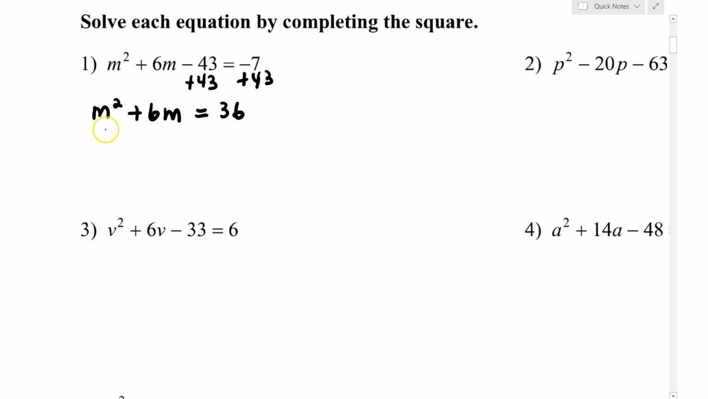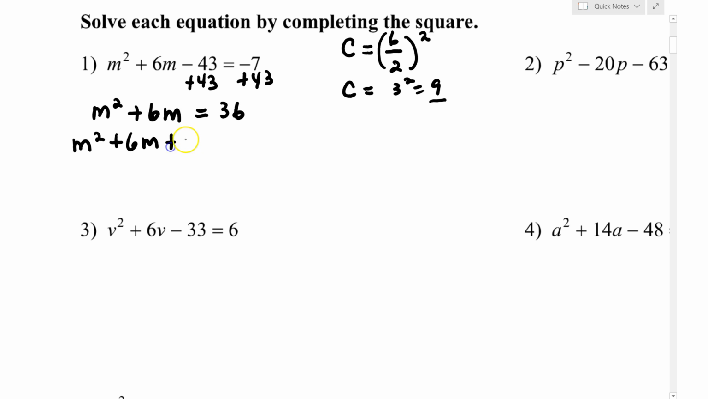Now, in order for us to make it into a perfect square, we need to find that c value. So the c value is done by getting the coefficient b, dividing it by 2, and then squaring it. So c is equal to 3 squared, which gives you 9. So you're going to add 9 to both sides. So you have m squared plus 6m plus 9 is equal to 36 plus 9.